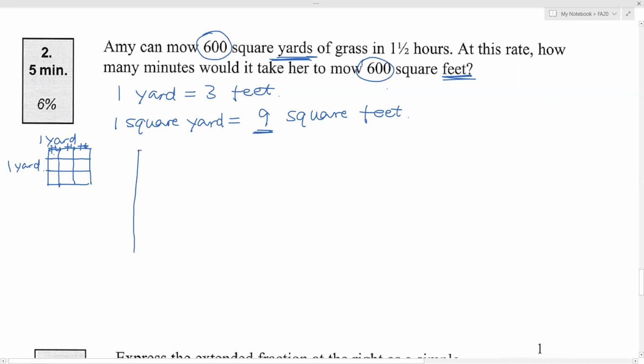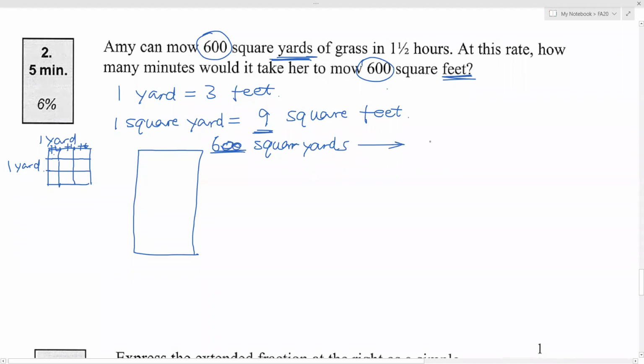It's basically, do 9 divided by 100. Yeah, so basically we have this yard, 600 square yards. And we know that each one of them equals 9 square feet. So 600 square yards. Yeah.